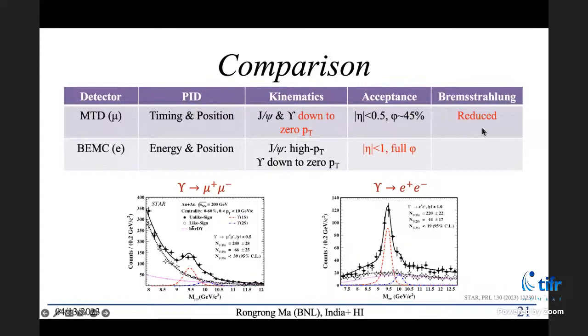Of course, the biggest advantage of the MTD is that it uses muons, so the Bremsstrahlung is much less compared to electrons. What I'm showing here is the upsilon measurement that we just published early this year based on the muon channel. This is the invariant mass with upsilon 1S and 2S. And for the electron channel, this is 1S and 2S.